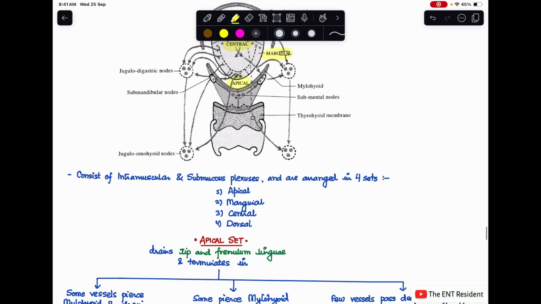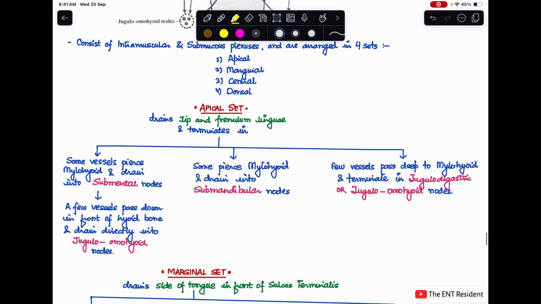The first group is the apical set. The apical set is responsible for draining the tip and the frenulum linguae, and it terminates in three ways. The first, most common way, some of the vessels pierce the mylohyoid muscle and they drain into the submental nodes. And a few vessels pass down in front of the hyoid bone and they drain directly into the jugulo-omohyoid nodes. So, this is the main drainage.